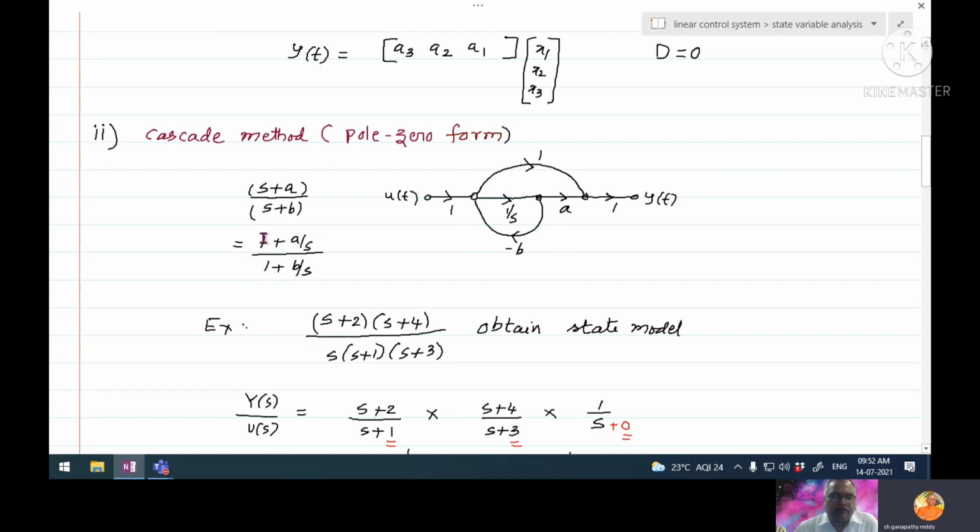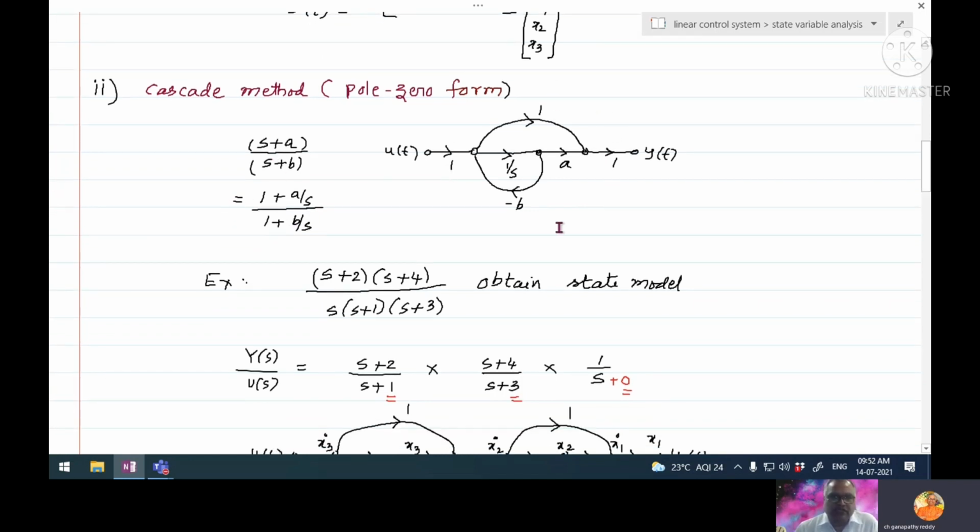Then numerator: one forward path is 1. Second is 1 by s multiplied with a, so a by s. This forward path will give a by s, and this forward path will give 1. Two non-touching loops are not there; anyway, this is touching here. So if you find the transfer function of this signal flow graph using Mason's gain formula, you will get the same. For this pole zero standard structure, remember, this a is coming here, this denominator b is coming here.